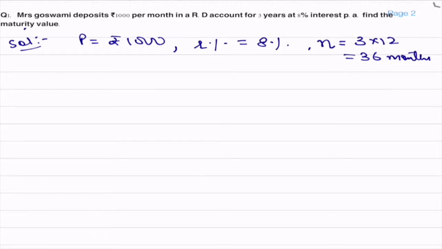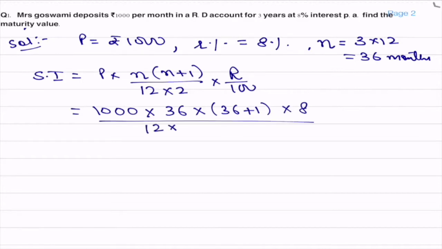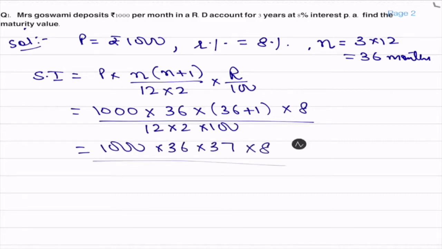So first we will use the formula of SI, that is P into (N plus 1) upon 12 into 2 into R upon 100. We'll just substitute the values. So 1000 into 36 into (36 plus 1) is 37 into rate of interest 8 upon 12 into 2 into 100. After solving and calculating, we will see the value of the simple interest is 4,440 rupees.